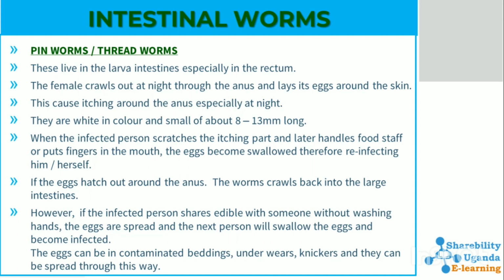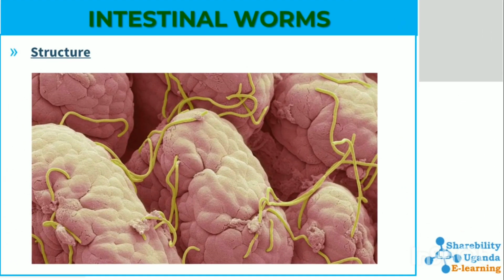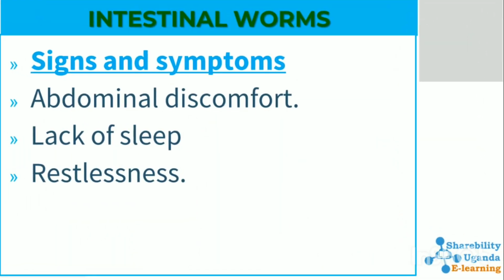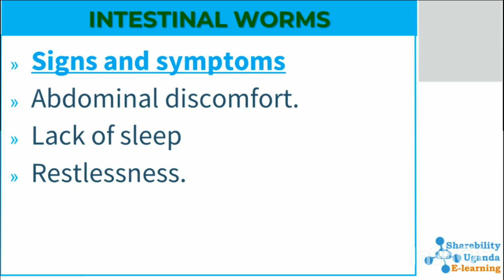The eggs can be in contaminated beddings, underwear, knickers, and they can be spread this way, by sharing beddings, clothing, and so on. This is how pinworms or threadworms look under a microscopic view. Signs and symptoms: abdominal discomfort, lack of sleep, restlessness.